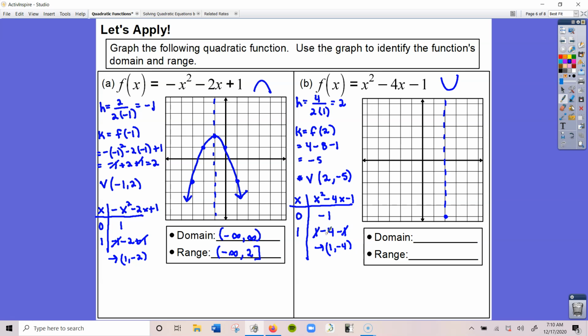So I'm going to go ahead and plot those 2 points, 0, negative 1, and 1, negative 4. And now that I have the left side, I can just reflect those points over to the right side.